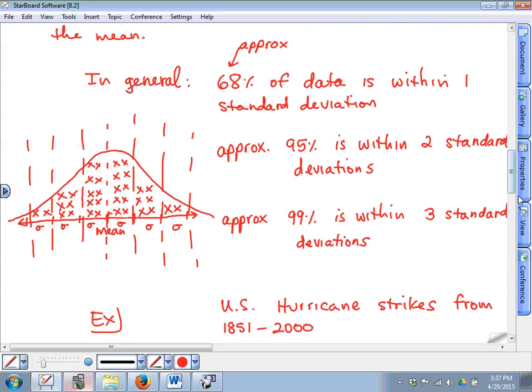So, this is an example of what you're going to see in your homework. We've got, from the U.S. Weather Service, the number of hurricanes that have struck land from 1851 to the year 2000. So it's a 150-year time span. It's a lot of hurricanes that have happened since then. So to organize the data, they've broken it into decades. And I've got a table of values here that shows the number of hurricanes in any particular decade since the year 1851.